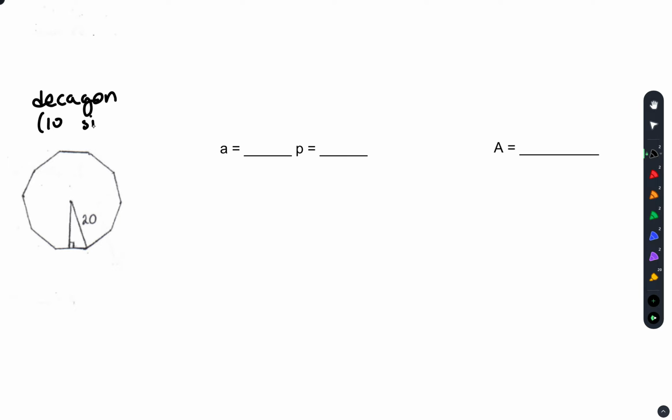So with 10 sides, nothing is going to change here. I'm going to do the same exact process. Let's first figure out what this angle is. The process to find the angle is we take one full circle, divide by the number of sides to get 36, and then I'm going to cut that 36 in half with my apothem to get 18 degrees.